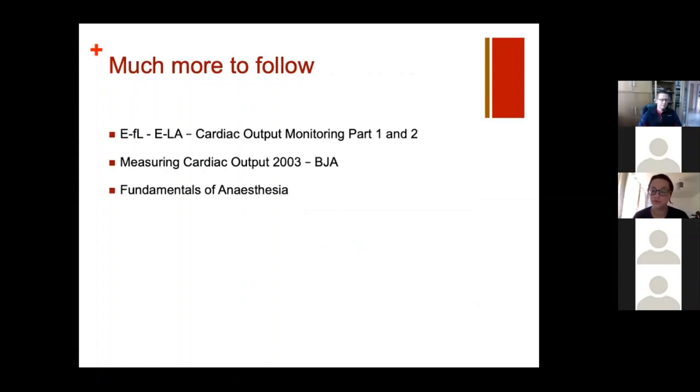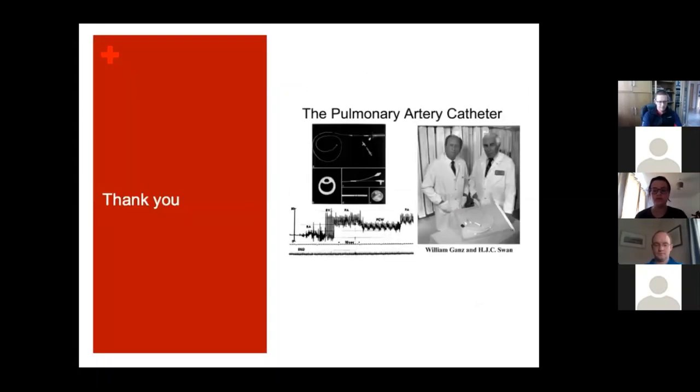The resources that I used are e-learning for healthcare and the ELA section on cardiac output monitoring parts 1 and 2. I found them very useful. And there's a very good article, quite old, from 2003 from the BJA on measuring cardiac output, which I found has the basic stuff and is quite neatly written. And of course, Fundamentals of Anaesthesia. So thank you very much for listening.